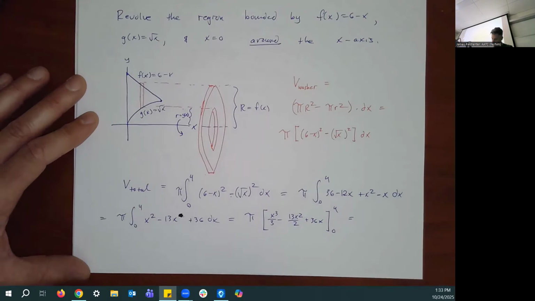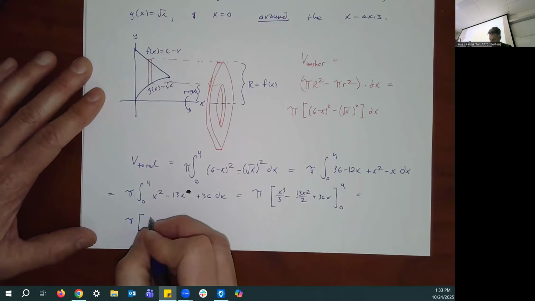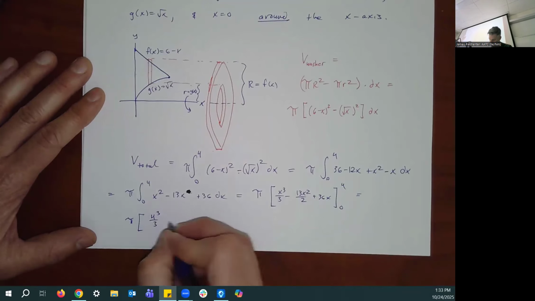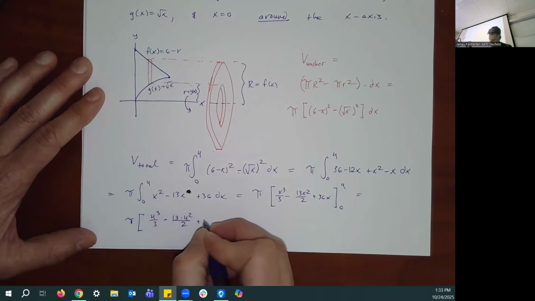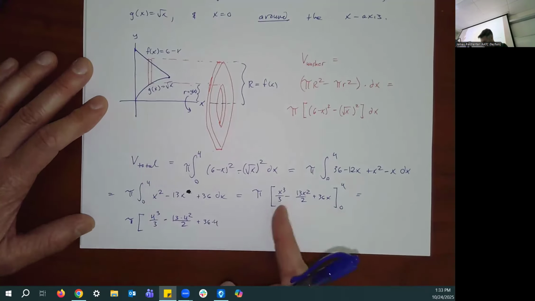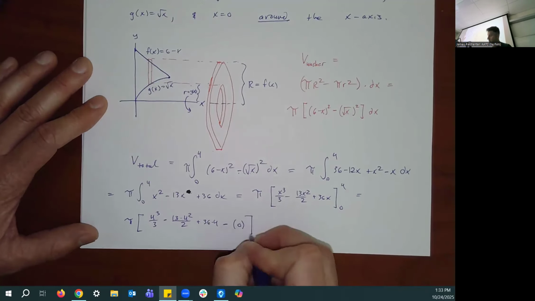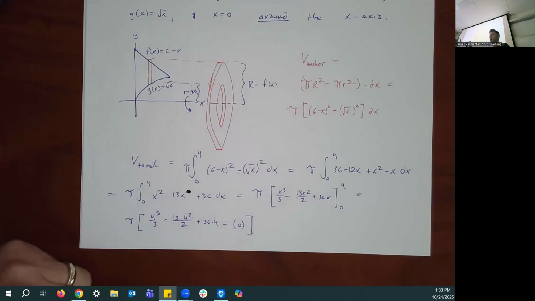We plug in the 4 and we get pi times, let's take my own advice here. We're going to get 4 cubed over 3 minus 13 times 4 squared over 2 plus 36 times 4. Do check that when you plug in 0, you get 0 minus 0 plus 0. Okay, we do. So we're going to get minus 0. And I think that's a fine place to stop if you don't want to simplify it any further. You could simplify this further, obviously, but I don't think we need to here.